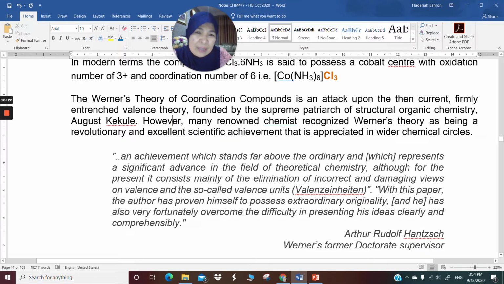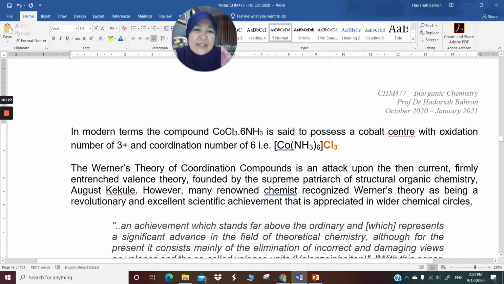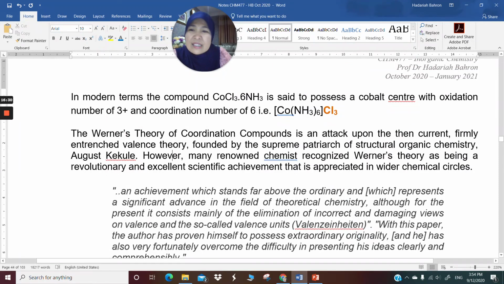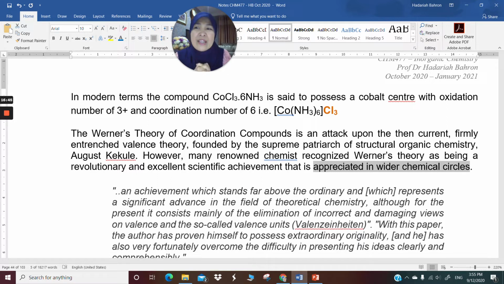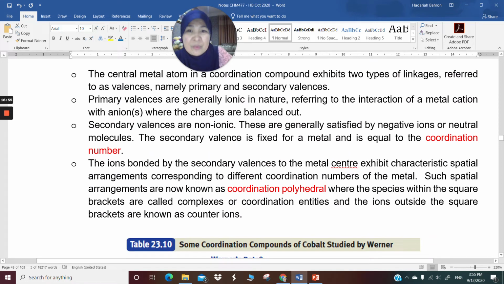However, many renowned chemists recognized this theory that Werner postulated. They recognized Werner's theory as being revolutionary and an excellent scientific achievement, and it is appreciated in wider chemical circles. So Werner is the father of coordination chemistry. You're learning about coordination chemistry, and now you know about Werner. He is the founding father of coordination chemistry, with his very, very sharp observation and hypothesis.